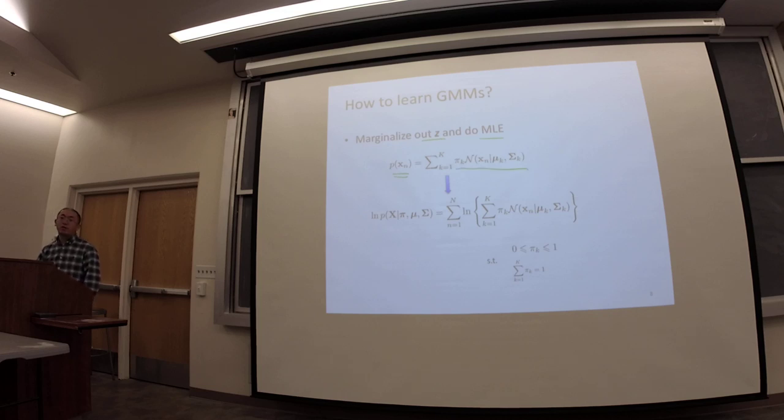It's just the nature of Gaussian. You just weigh the Gaussian likelihood of Xn under each cluster-specific Gaussian by the probability that your point belongs to the corresponding cluster, right?